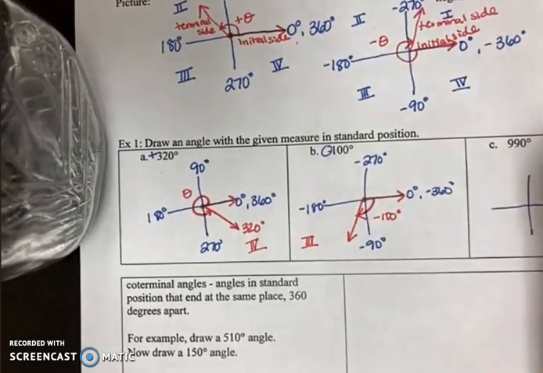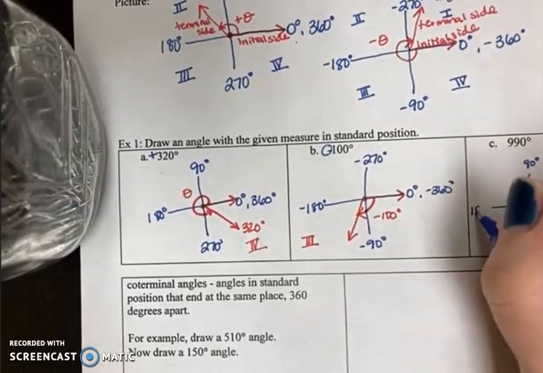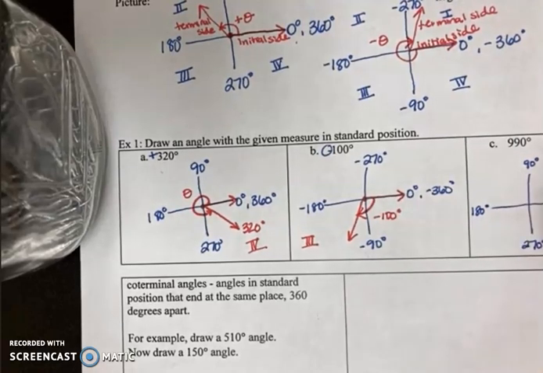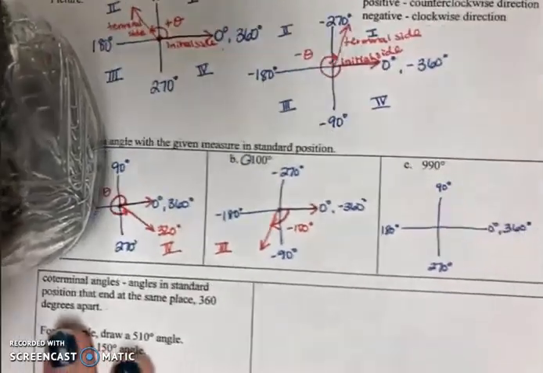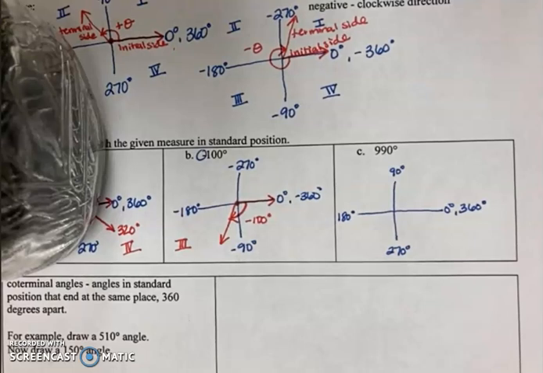We have 0 degrees, 90 degrees, 180 degrees, 270 degrees, 360 degrees. It was positive, so that's why I went through and listed my positive quadrantal angles. Now you may notice an issue right off the bat. 990, that is a lot bigger than 360, right? That's going to be multiple rotations is what we call them.